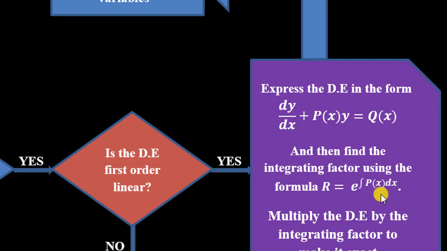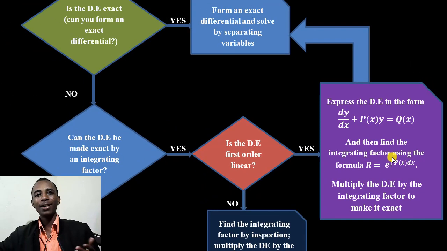I guess you've looked at this, it's a very common one. Then if you multiply by the integrating factor, the first order linear differential equation will become exact, and you can now separate variables after combining the exact part.